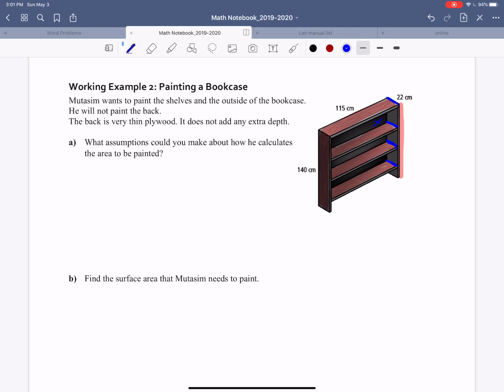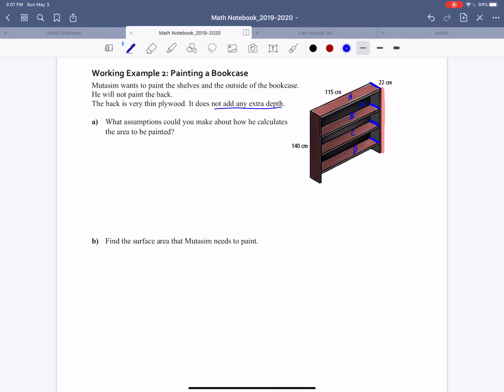What assumption could you make about how he calculates the area to be painted? Oh, assumptions. It's just that there is no extra depth for the back plywood, so all the dimensions are the same. So A, B, C, D here, the dimensions are the same. Okay, we just imagine the perfect scenario here. Find the surface area that Potassium needs to paint. Okay. All the numbers are given to us.